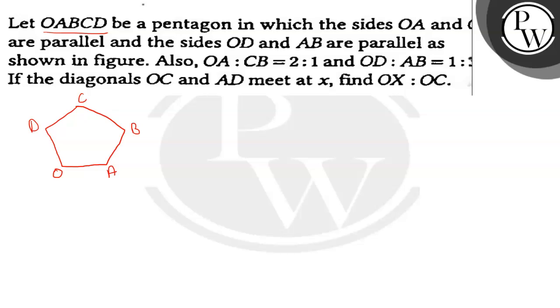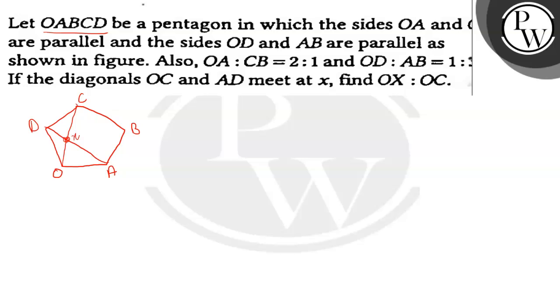The figure is this one we are drawing. OA ratio CB is in the ratio of 2:1, and OD ratio AB is in the ratio of 1:3. If the diagonals OC and AD meet at X, this point is going to be X, then find the ratio OX to OC.